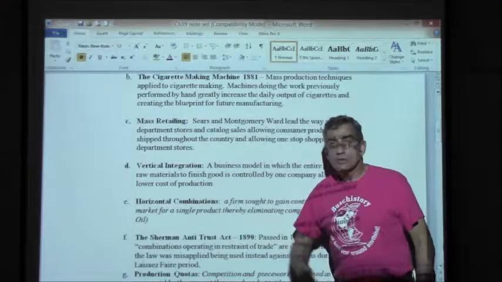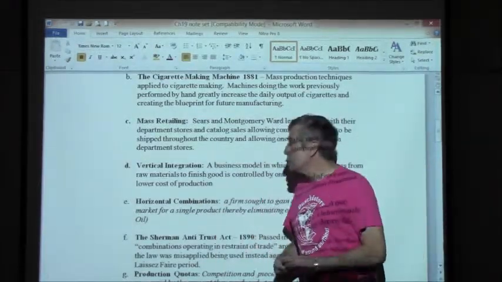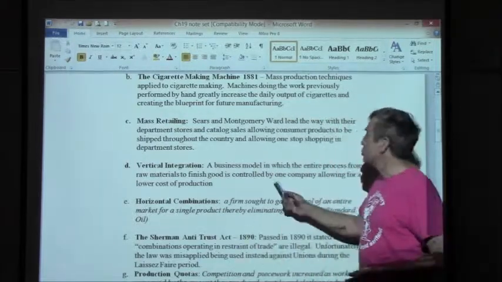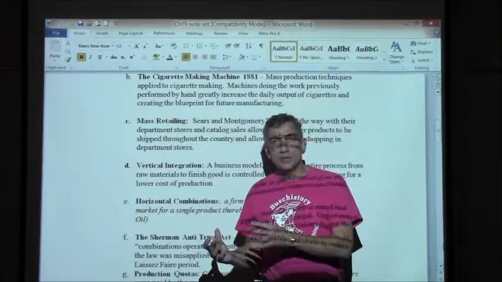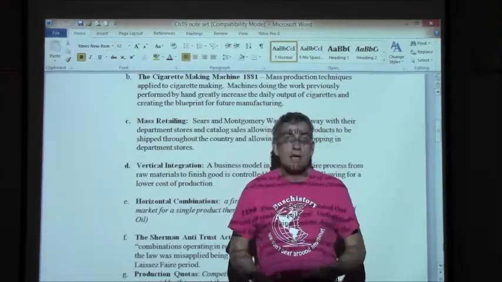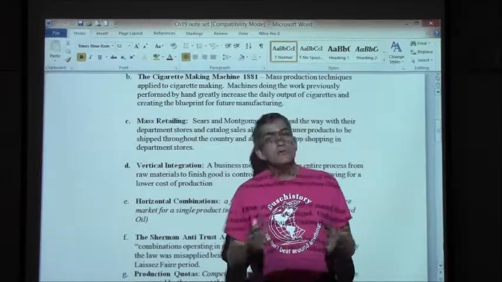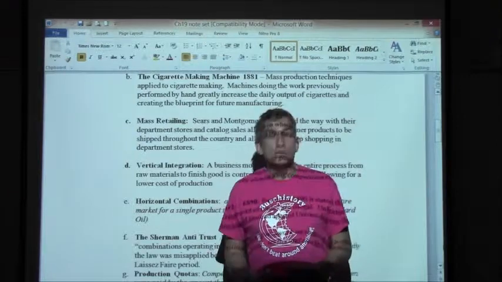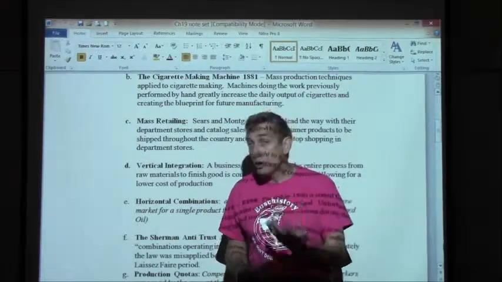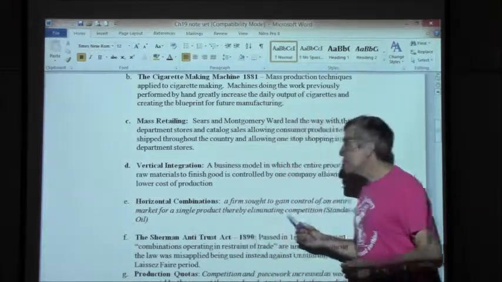Vertical integration, horizontal integration, that was discussed in the PowerPoint, but vertical integration is a business model in which you control the entire process, from the raw material to the finished good. You control it, it's under your name. Apple is a good modern example of this, where Apple controls the entire thing. If you control the entire process, you can keep your costs low. If you can keep your costs low, it makes you very competitive because you can also keep your price lower than the competition. Horizontal combinations.